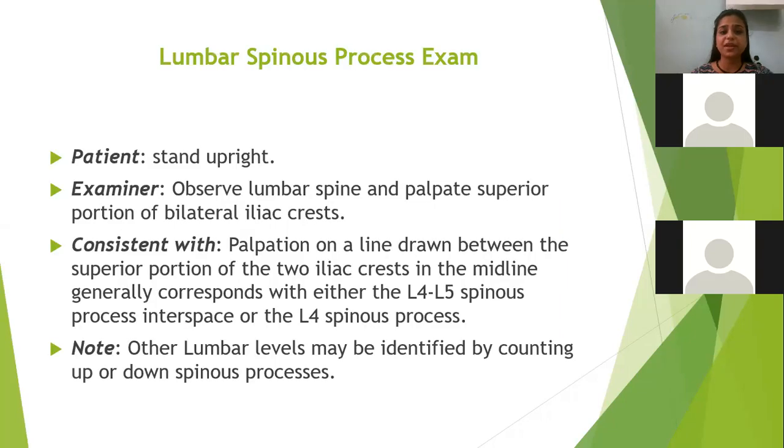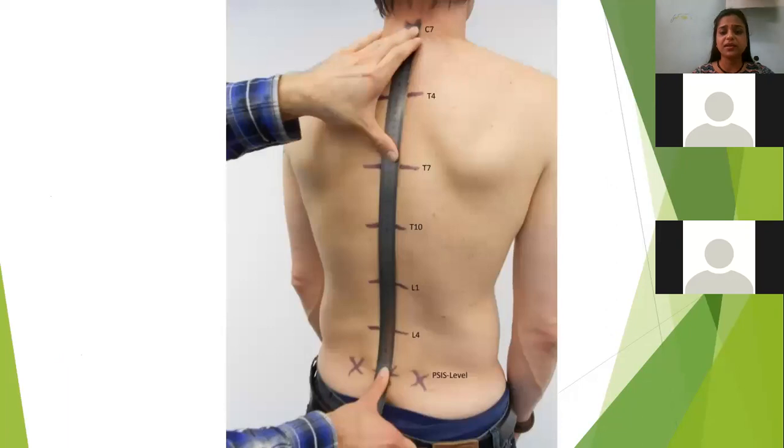And lumbar spine spinous process examination, how you will palpate: you have to check the bilateral iliac crests. When you draw a line connecting the iliac crests of both sides, you will find it is either the midline between L4 and L5, or the interspace of L4 and L5, or the L4 spinous process. This will help you to examine the upper and lower spinous processes. In this way you will be able to examine the spinous processes. The PSIS level, the iliac crest level, will be L4. And in this way, up and down, you will be able to examine.